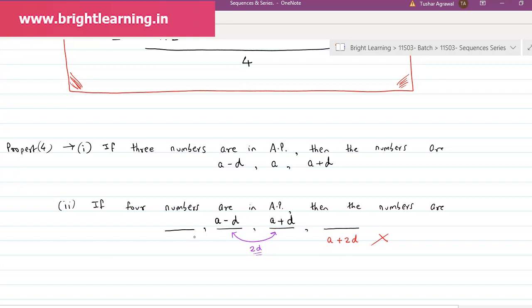So since you want the sequence to be an AP, the common difference is 2D, and then the next term will be A plus D plus 2D. So this will be A plus 3D. A plus 2D would have been wrong. And here the previous term will be A minus D minus 2D, so it will be A minus 3D. Yes, now all the terms get paired up properly. A plus D, A minus D, A plus 3D, A minus 3D is making the calculations easy.